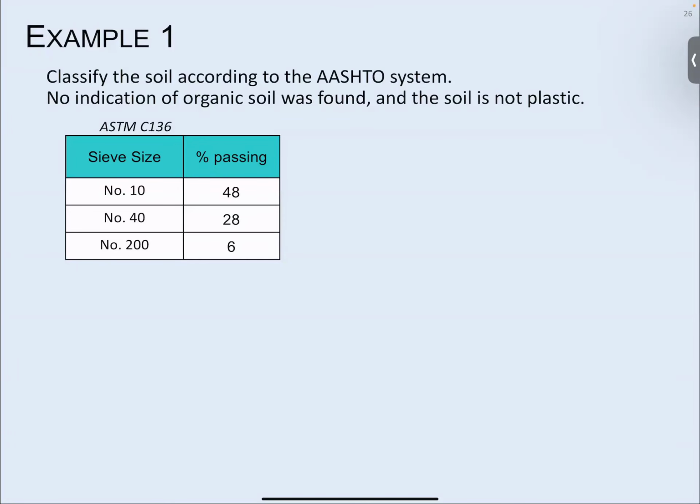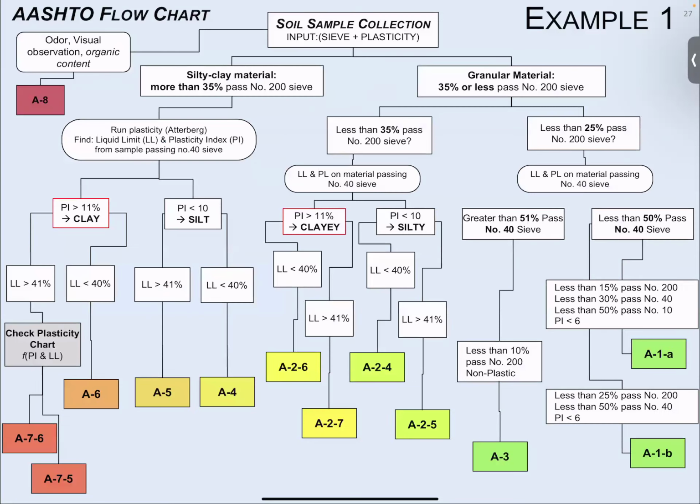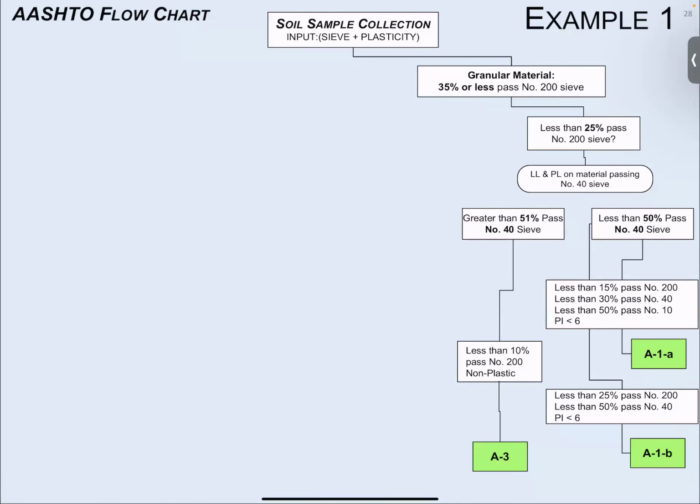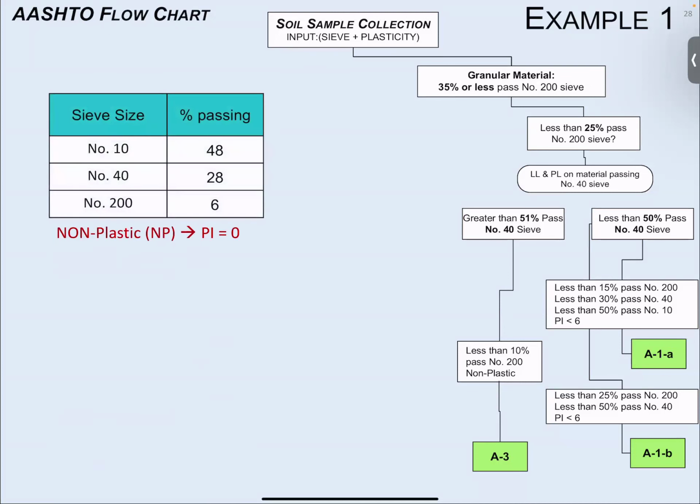All right, so let's look at an example of these. For this soil, we have our sieve analysis. We know that our soil is 6% passing the 200 sieve, so that means it is going to be a granular material, since it is less than 35%. So if we look at our chart, boom, we can get rid of everything on the left, and we're going to deal with 35% or less. Do we have less than 25% passing the number 200 sieve? Yes, because we have 6%. So what we look at now is our soil is non-plastic, we're assuming, so there's 0 there.